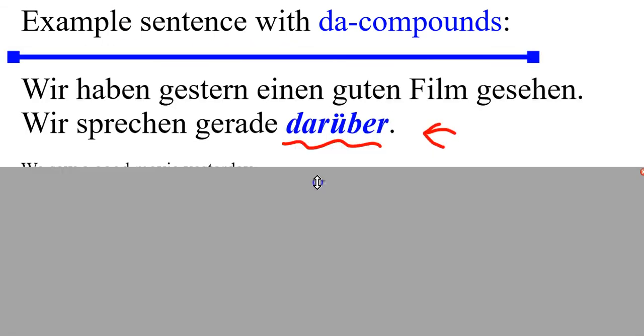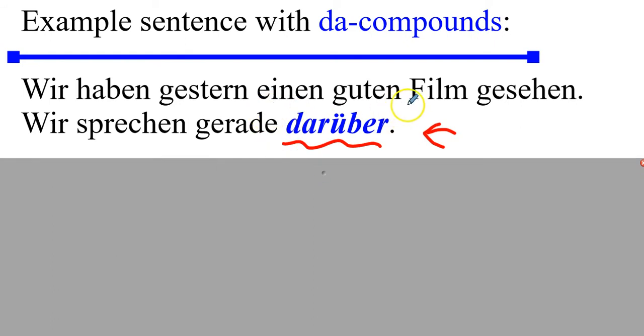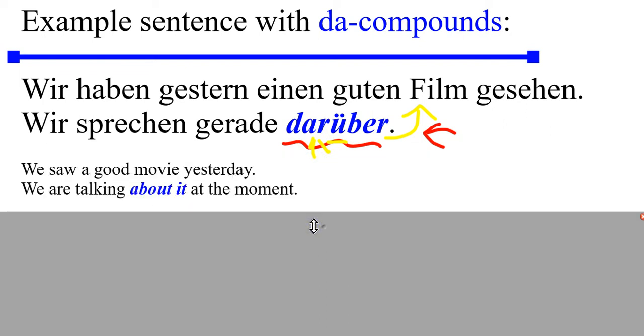So let's dissect these a little further. Some example sentences with da compounds. Wir haben gestern einen guten Film gesehen. We saw a good film yesterday. Wir sprechen gerade darüber. What's understood here is that we're talking right now about it, referring back to the film. So da, über, sprechen über, to talk about. Über begins with a vowel, so I add a buffer R. About it.